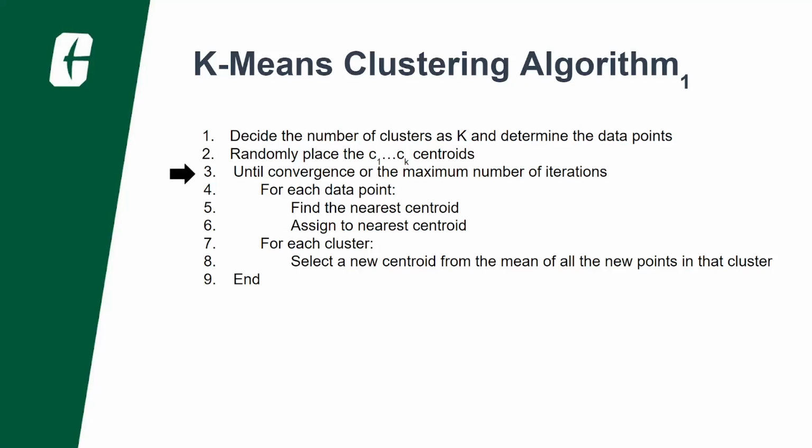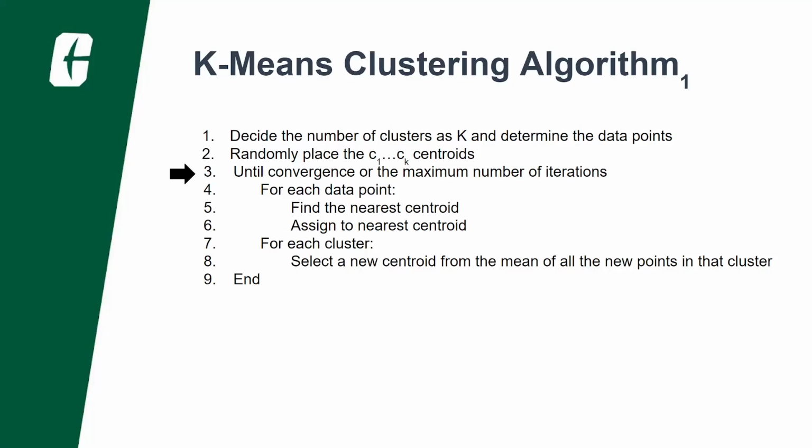And this loop is going to run until you have convergence or you've reached the maximum number of iterations. So once you've reached convergence, all that means is you're not switching data points from one cluster to another, and then it's been definitively selected into one group, and it's not going back and forth.